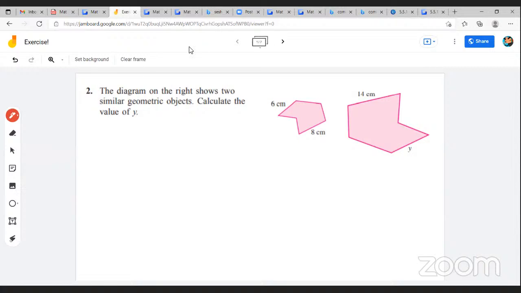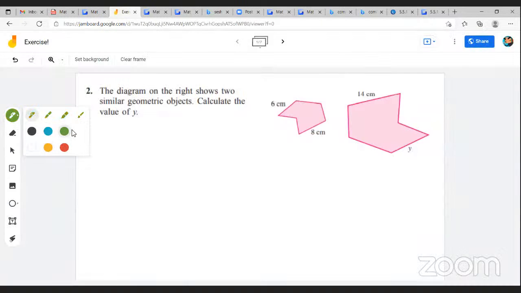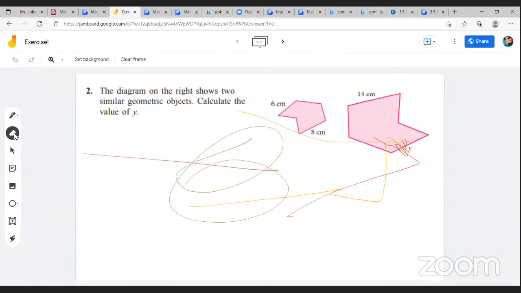Why is it not working? Okay, give me a second. I'm in pain. Okay, hold on a bit. There's some technical issues in my Jamboard, which I cannot seem to resolve. Give me a second. Okay, there we go.